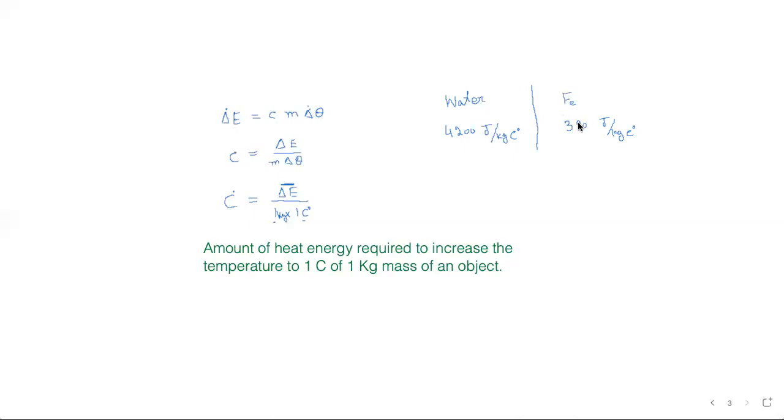Okay, understand? Do you understand? Yes. So if you want to increase the temperature of iron by 1 degree centigrade, you need only 390. But for the same increase of temperature in the case of water, if both have the same amount, like 1 kilogram, then for the water you need 4200 joule energy, isn't it? Yes. So this is actually the meaning of heat capacity.